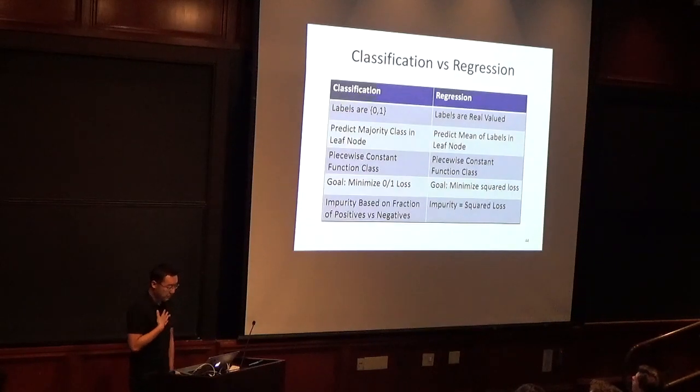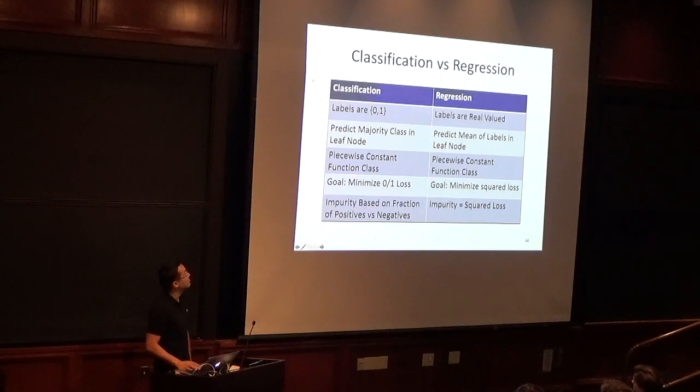Let me talk about, for a minute, classification versus regression. In classification, the leaf nodes are 0 or 1, without loss of generality. You can do -1 if you want. It doesn't matter. In regression, the leaf nodes are real values. In classification, the selection of the label is the majority class. In regression, it's the average of the labels in the leaf node. Both are piecewise constant function classes, because they just predict a single number in the leaf nodes.